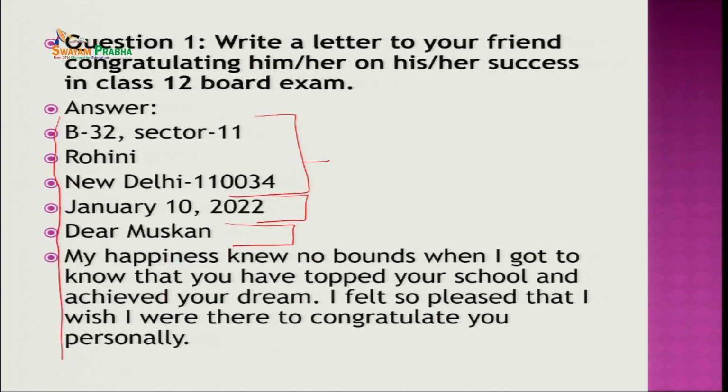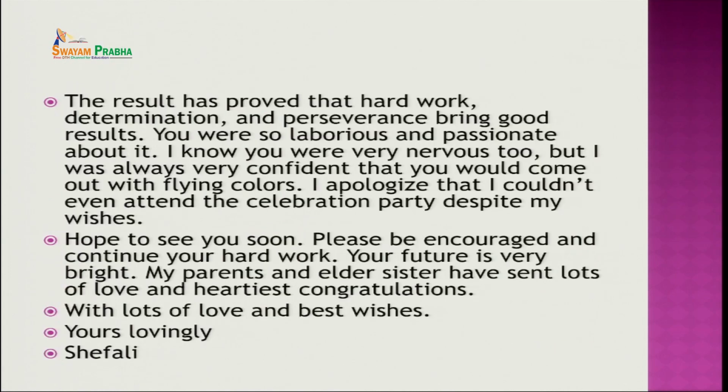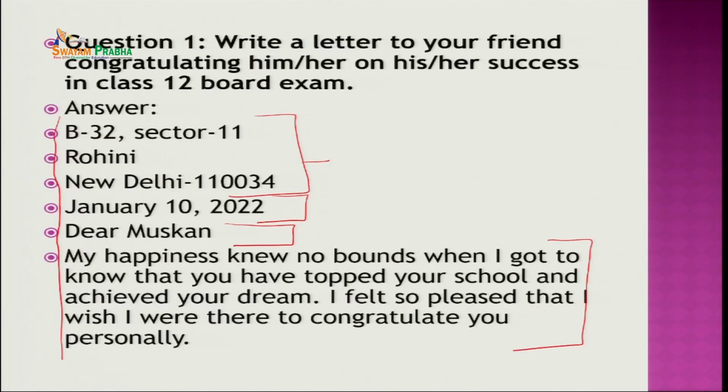This one is the salutation, dear Muskan or something like that, dear father, and after that the body of the letter, that is the whole content. Now this is the body of the letter, the whole thing, and last, with lots of love and wishes, this is the complimentary close, and with this complimentary close the letter ends. Now look at this, dear Muskan is a salutation. So these are the several parts of informal letter writing.